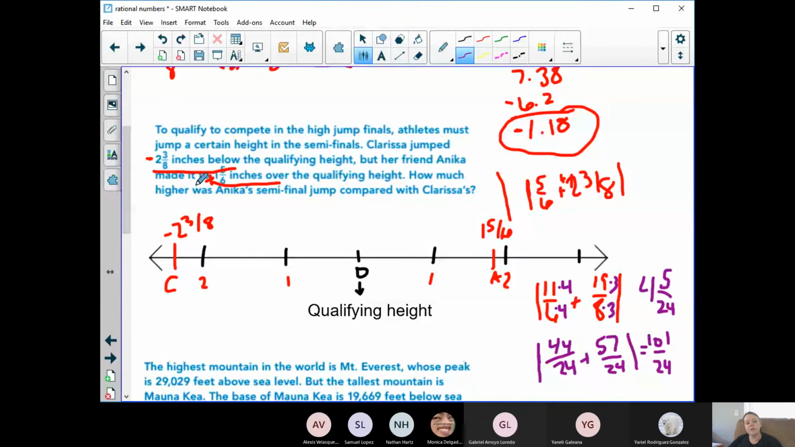So since it wants to know how much higher Annika was than Clarissa, we want to know how far it is from here to here. So we are looking at the difference between these two. So that's the 1 and 5/6 minus negative 2 and 3/8. So it's the absolute value that you did on Friday. We want to know the total distance between these two numbers. Does that make more sense?